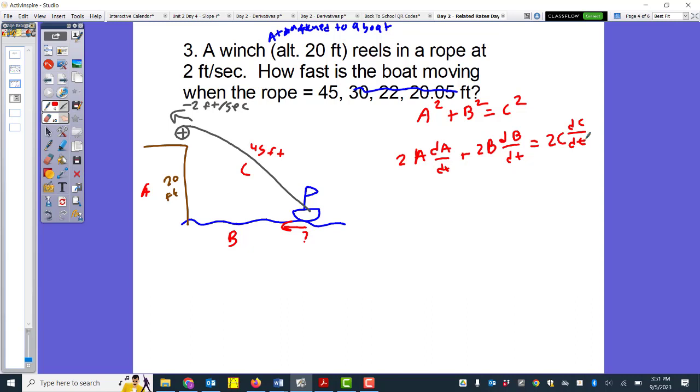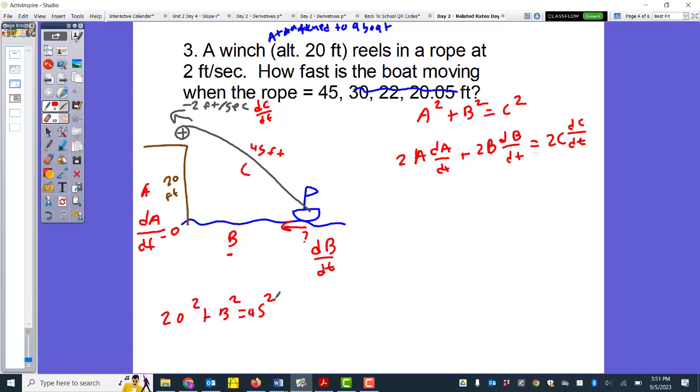All right? Now, let's go ahead and label things again. This is going to be dC over dt because it's the change in side C. That's side C. We need side B, and this is going to be dB over dt. Now, we also have a dA over dt in this problem, but notice A is the height of the pier. It's not changing. It's equal to 0. Okay? So the only thing we need to find first is we need to figure out what B is. So we have 20 squared plus B squared equals 45 squared.